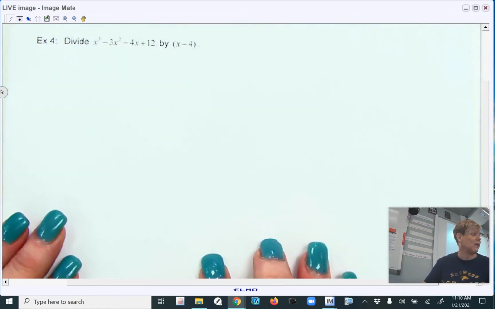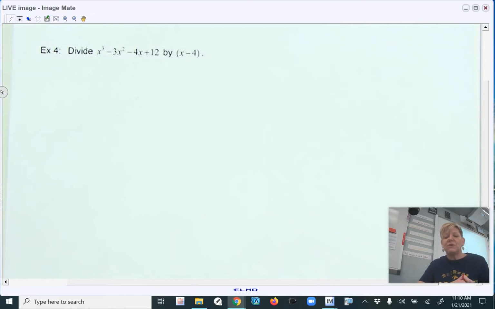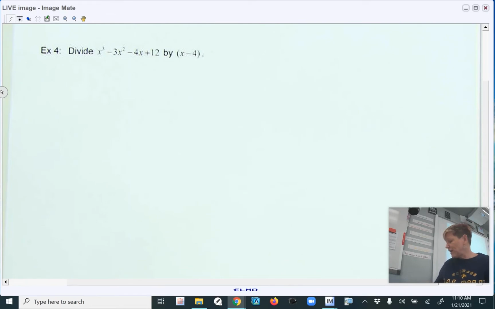All right, let's look at number 4. You're going to want to know how many examples there are today. There's quite a few. So example number 4 says we're going to divide this polynomial by x minus 4. So go ahead and write it down. And we are going to divide x cubed minus 3x squared minus 4x plus 12 by x minus 4.